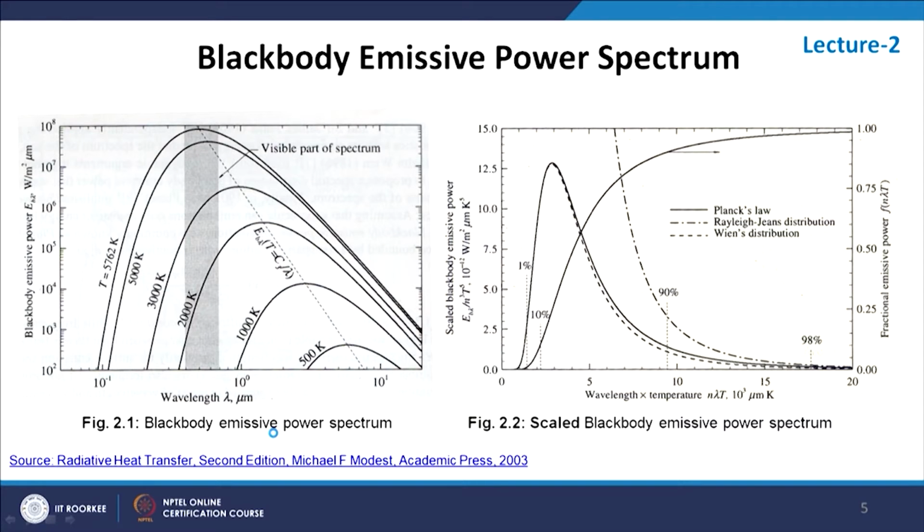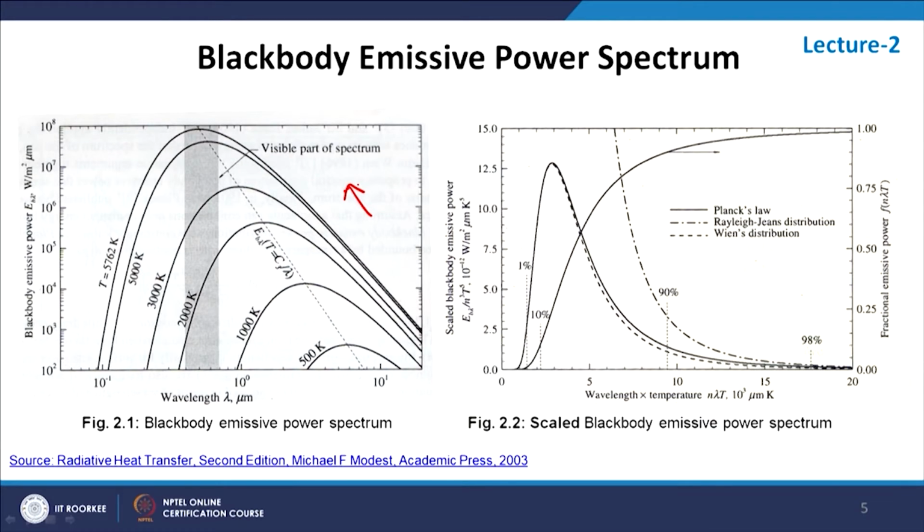On the left curve, what you see is the variation of black body emissive power with wavelength. On the x axis we have wavelength, and there are a number of curves, each representing a temperature. What we see here is that the peak value of the emissive power increases as we increase the temperature. Furthermore, the peak is shifted towards the left.